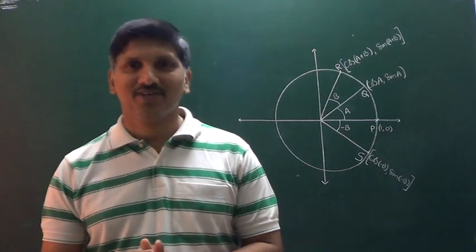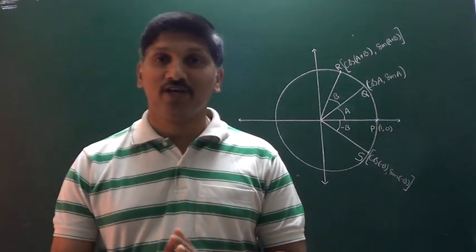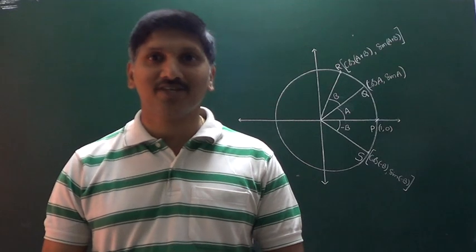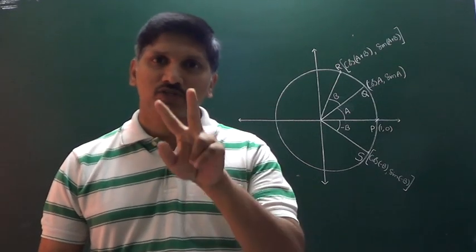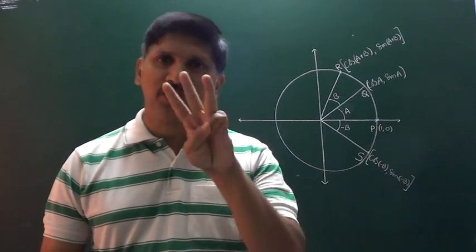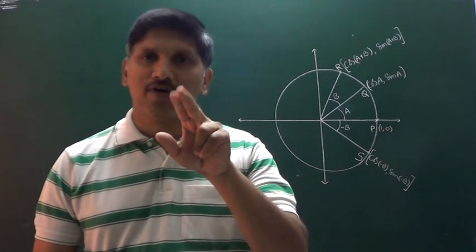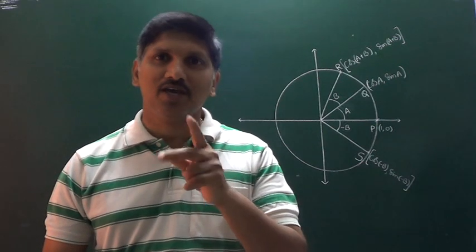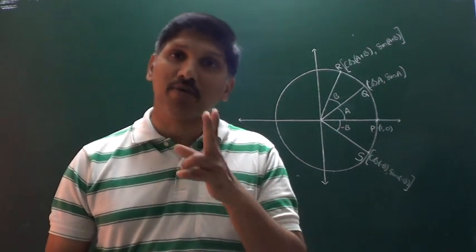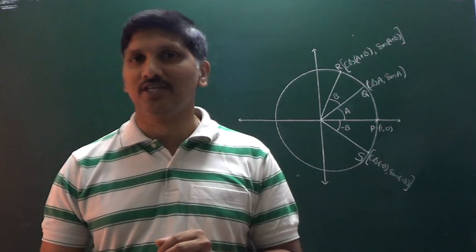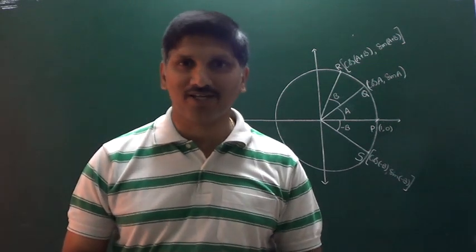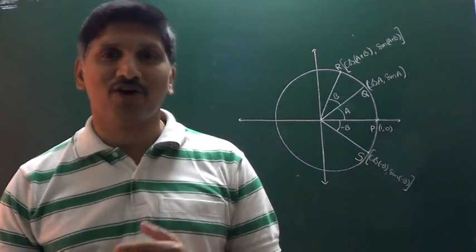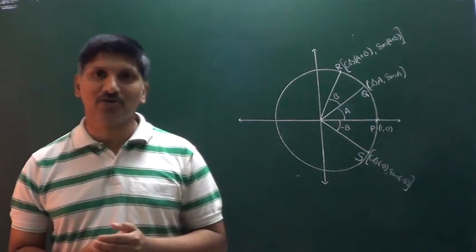Hi dear students, in this class I am going to discuss compound angles. What is a compound angle? Two angles or three angles: the sum of the angles or the difference of the angles, a plus b, a minus b, a plus b minus c, a minus b plus c. These are called compound angles. So these compound angles formulas I am going to discuss in today's class.